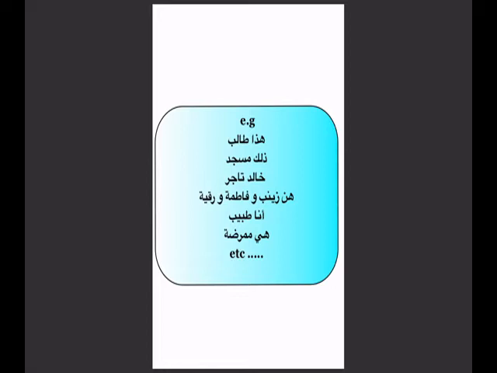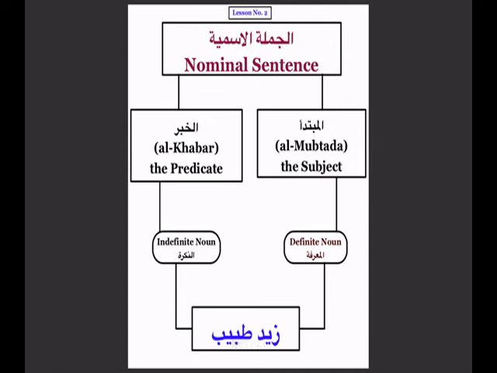In the same manner, we have examples like dhalika masjid. Dhalika masjid, al-mubtada wal-khabar, al-ism al-ma'rifa, followed by al-ism al-nakira. Khalidun tajir. Hunna zainab wa fatima wa ruqayya. Ana, a pronoun, ana tabibun, I'm a doctor. Hiya mumarrizatun, she's a nurse. So on and so forth. We have learned a lot of sentences in the previous lesson.